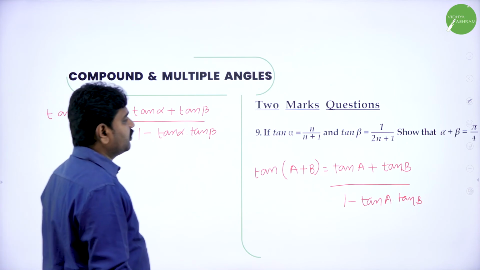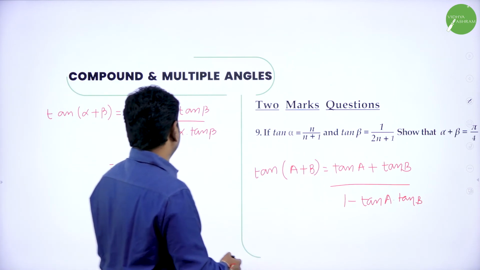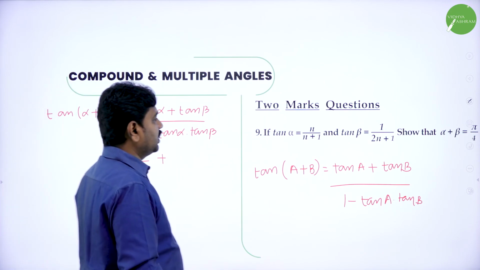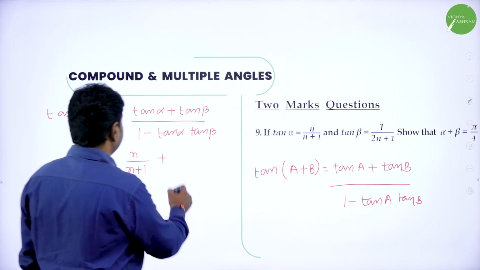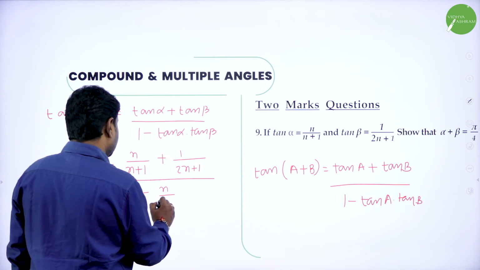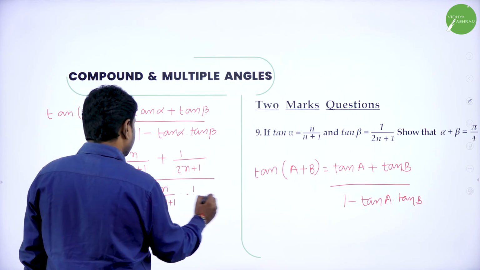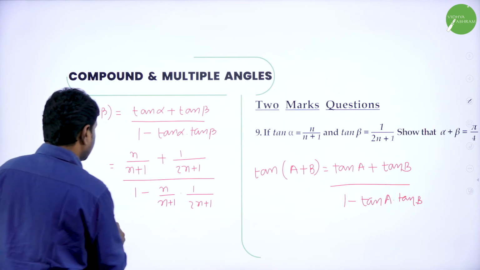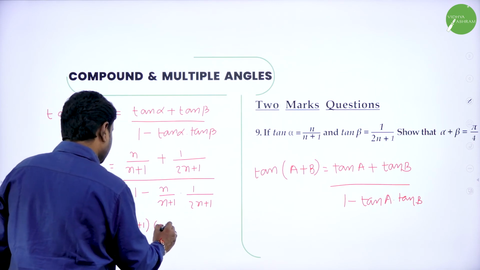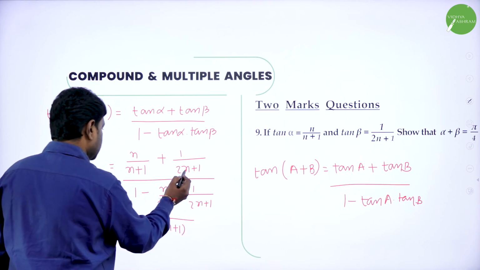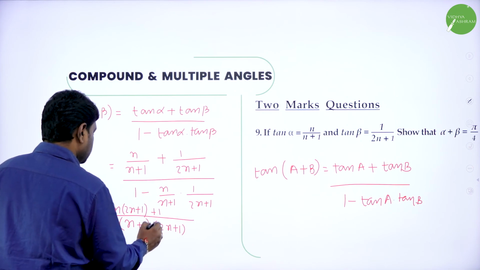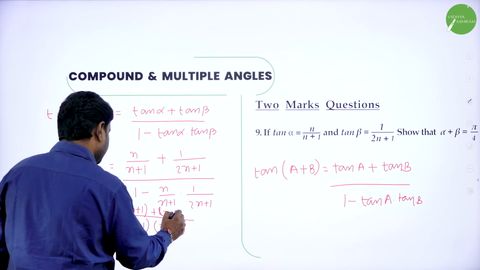Tan alpha, what is tan alpha? Tan alpha is n by n plus 1. So in the place of tan alpha I will put n by n plus 1 plus, what is tan beta? 1 by 2n plus 1. In the place of tan beta I will put 1 by 2n plus 1 divided by 1 minus n by n plus 1 into 1 by 2n plus 1. So for the numerator, take LCM, it will become n plus 1 into 2n plus 1, cross multiply, this will become n into 2n plus 1 plus 1 into n plus 1.